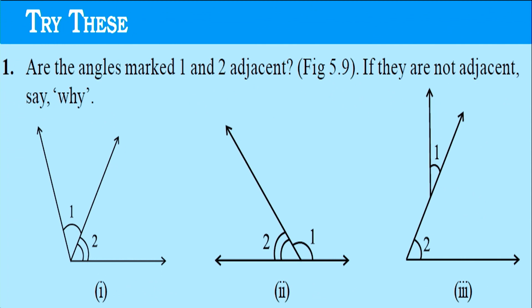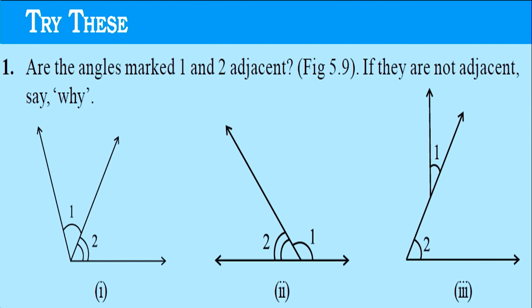Before answering this question, recall the meaning of adjacent angles. Adjacent angles should have a common vertex and a common arm. Let us find in the 3 diagrams. Look at the first diagram. There is a common arm between angle 1 and 2. Similarly, there is a common vertex also. Come to the second diagram. Between angle 1 and 2, there is a common arm and a common vertex. So, 1 and 2 become an example for adjacent angles.